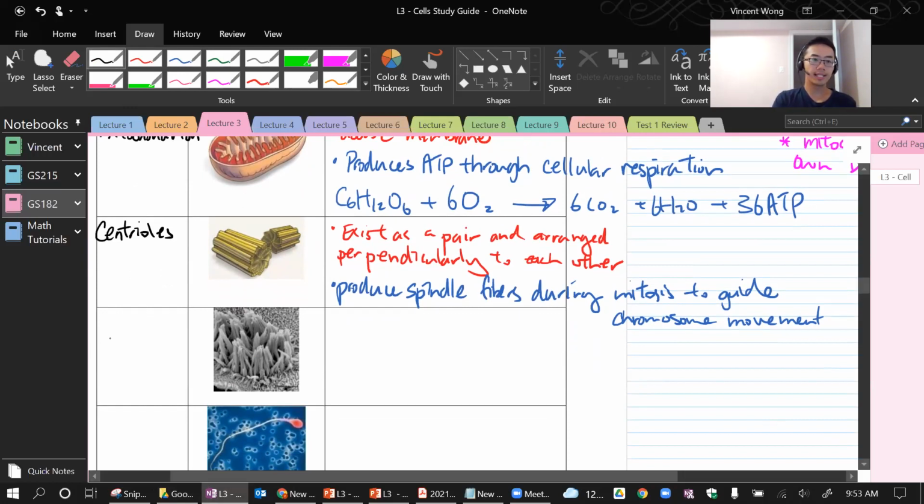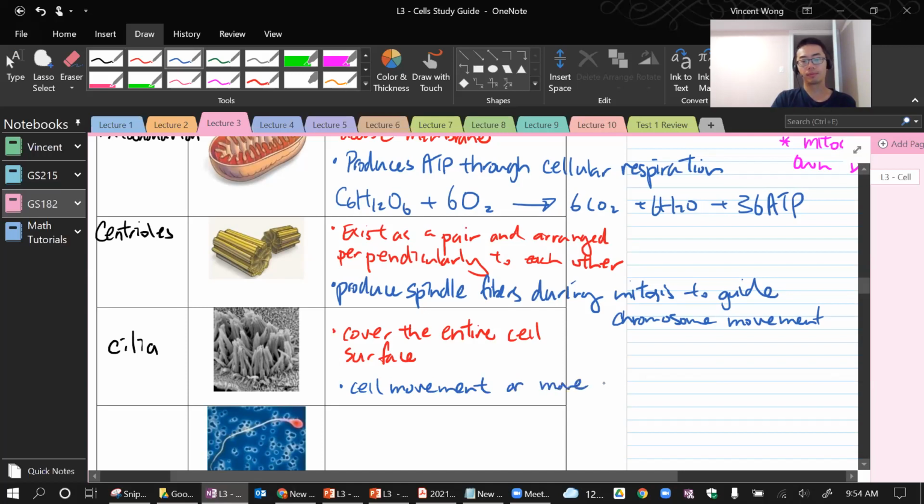Next, we have the cilia. And cilia, basically, if they exist, they would cover the entire cell surface. Okay. So either they help cell movement, okay, or move things around the cell.